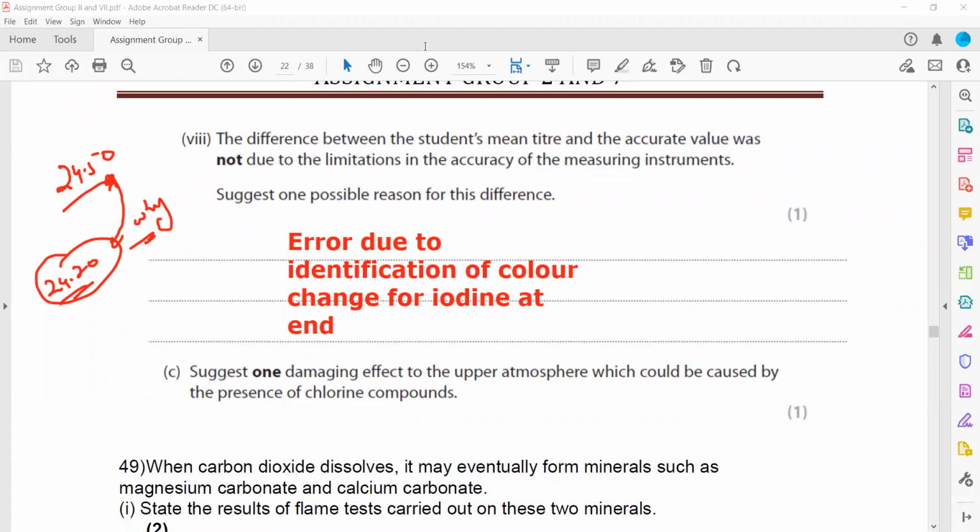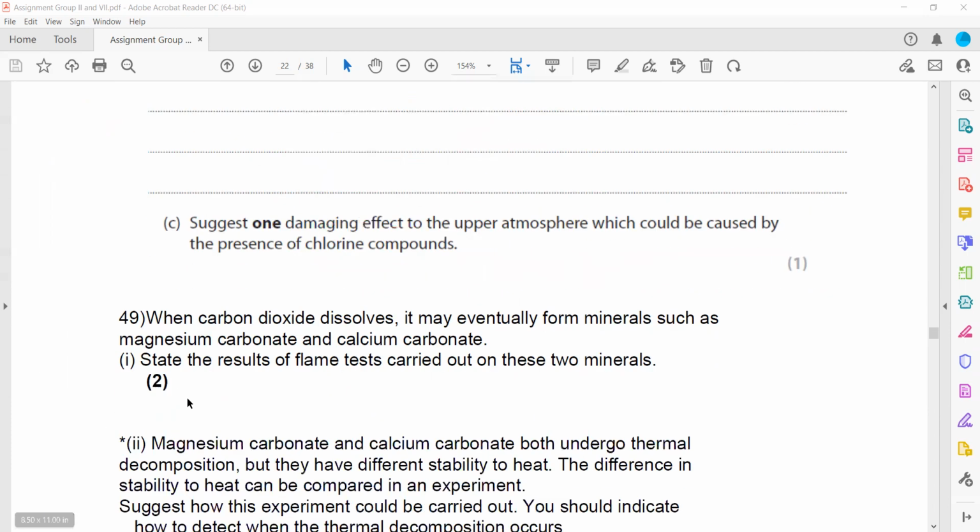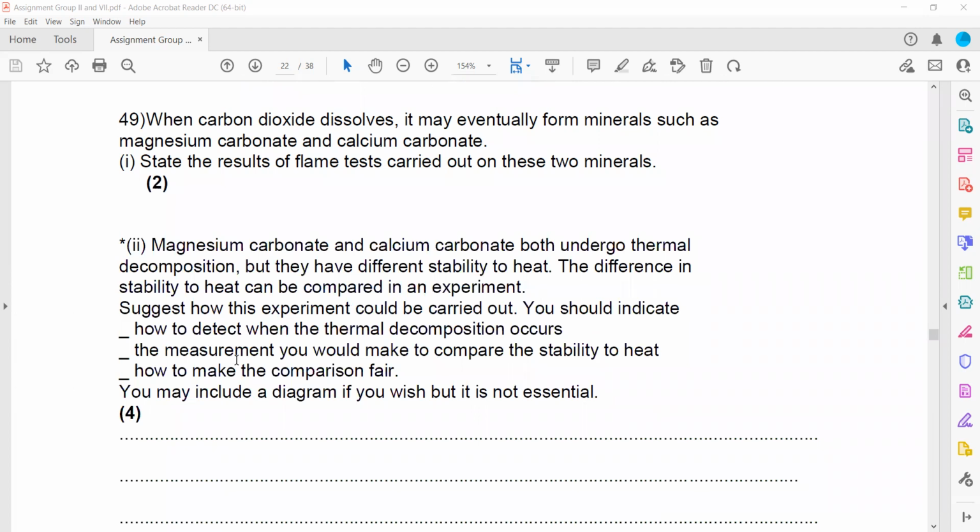Suggest one damaging effect to the upper atmosphere which could be caused by the presence of chlorine. As we discussed in unit 1, chlorine can undergo a free radical substitution reaction and it can cause depletion of ozone. Ozone depletion is one of the reasons why we don't use CFCs or chlorofluorocarbons.